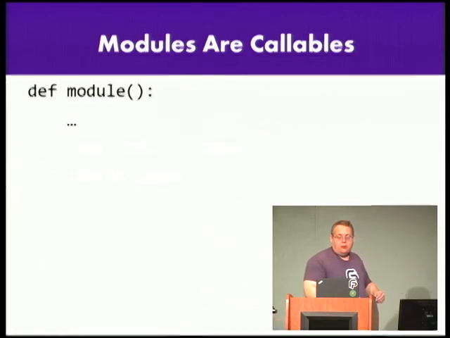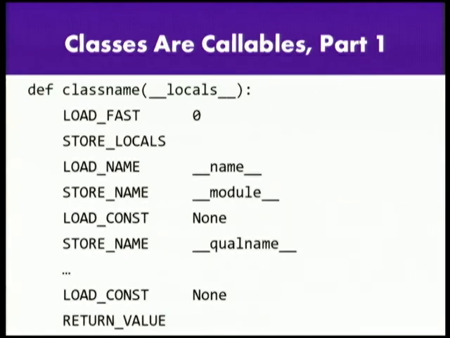Classes are slightly more interesting. A class, as a callable object, actually takes a parameter. The parameter is called dunder locals. And there's this boilerplate at the top of every class, and at the bottom, again, we return none, because classes don't return anything interesting. The next 4 instructions, there's load fast and store locals. I'm going to talk about those. Load name and store name, and load constant store name, that's setting up dunder module and dunder qualname, which are, again, boilerplate, and those are not interesting.